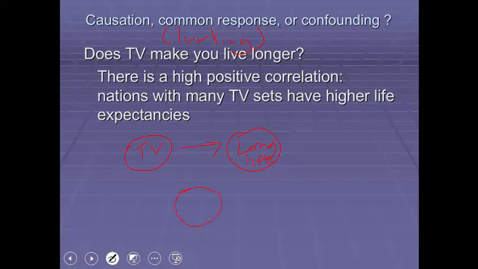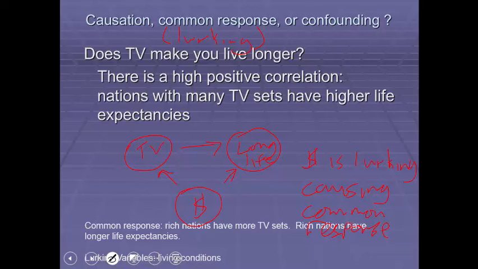So we think there's obviously other things that could affect these. And if we think about that, typically, nations that have a lot of TVs and have higher life expectancies probably also have a tendency to have a lot of money. So that money could affect both of these. So here's a situation where money is a lurking variable, right? So it's causing a common response. Common response: rich nations have more TV sets, so they're going to have longer life expectancies as well.